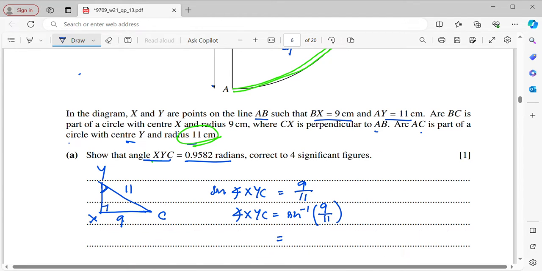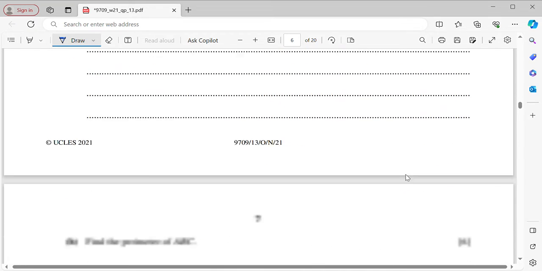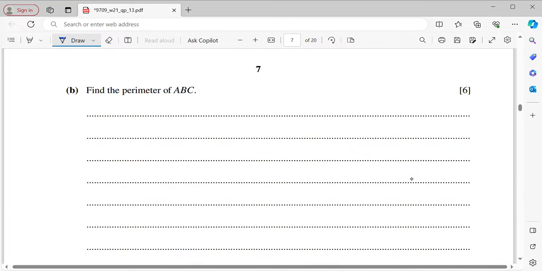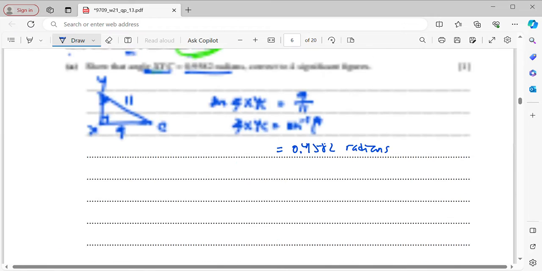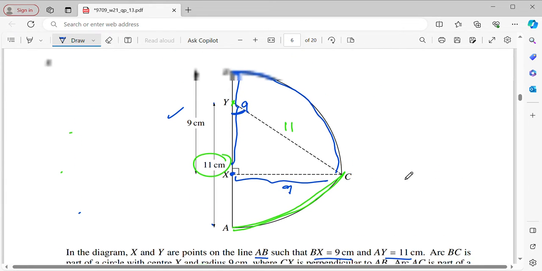Then remember to change the mode of the calculator to radians. You will be getting 0.9582 radians. Okay, so that's the angle XYC. Now B, find the perimeter ABC. So ABC, okay, basically ABC consists of arc BC, which is this blue color, and then the arc AC plus BA.